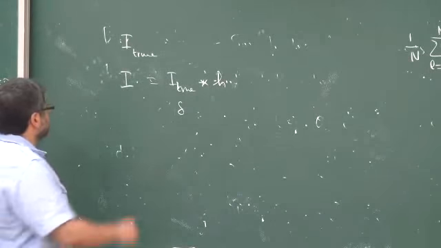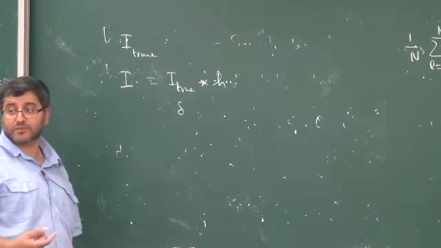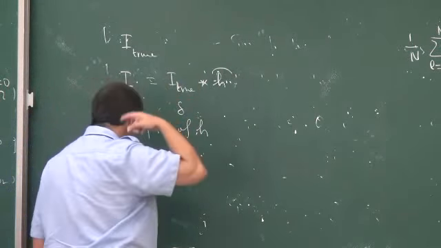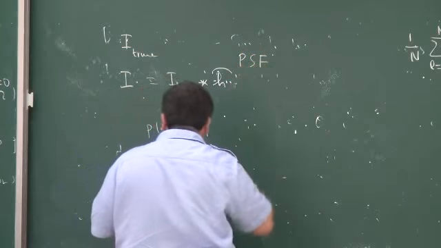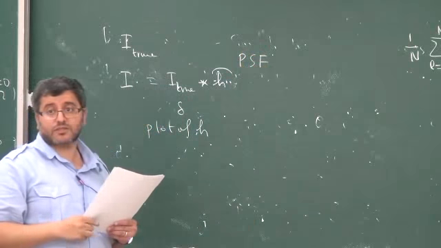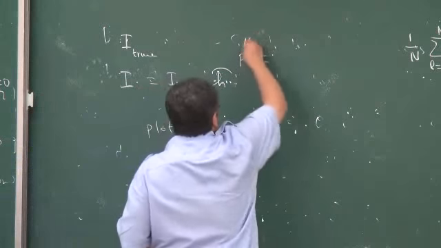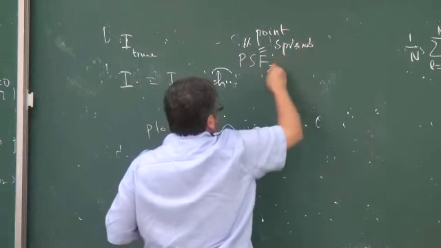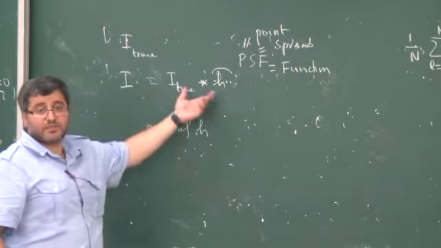If your true image is a delta function, then your reconstructed image is the plot of H. It's a delta convolved with H, so it's the plot of H. H is called the PSF, and P is for not probability, but for point spread function. So it's point, and this is spread, and this is function. It's clear from here: take a delta function, it spreads.